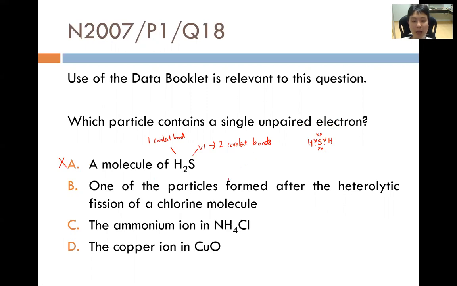Option B, one of the particles formed after the heterolytic fission of a chlorine molecule. So we haven't learned actually what's the meaning of heterolytic fission. So let me just go through briefly. You will learn this actually more in organic chemistry.